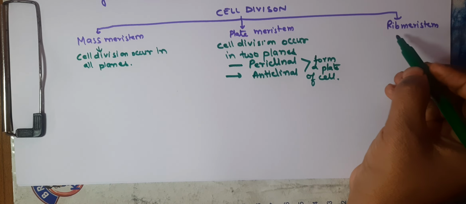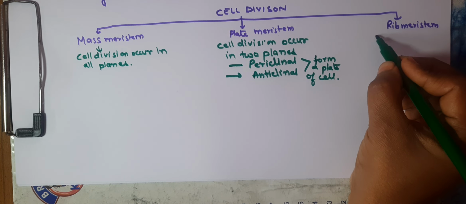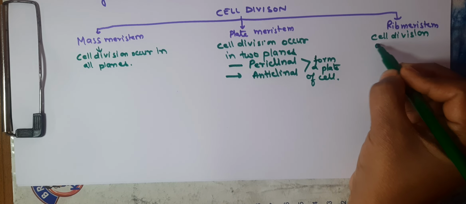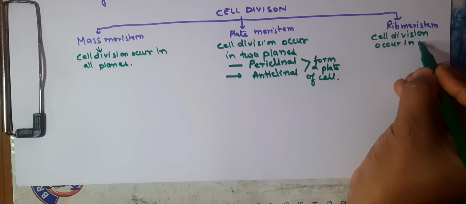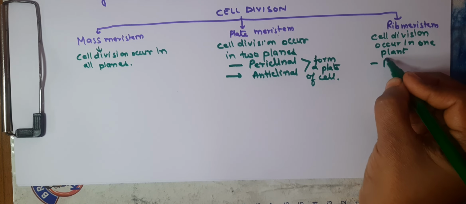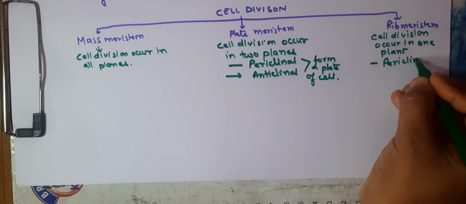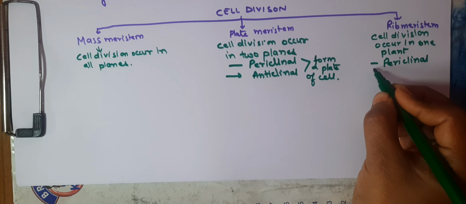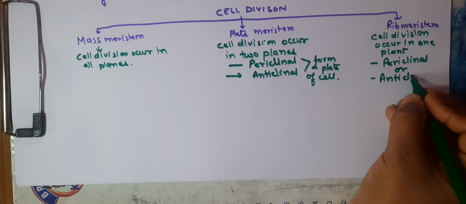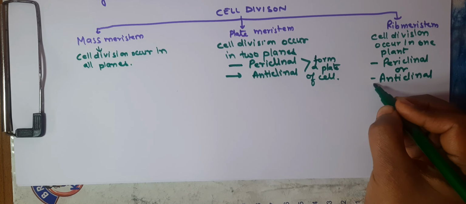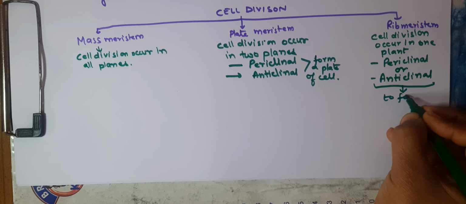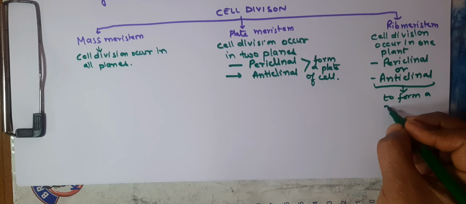And the third is the rib meristem. Okay, so here cell division will occur in only one plane. So the cell division can happen either in the periclinal plane or the anticlinal plane, and this will give rise to a row of cells.